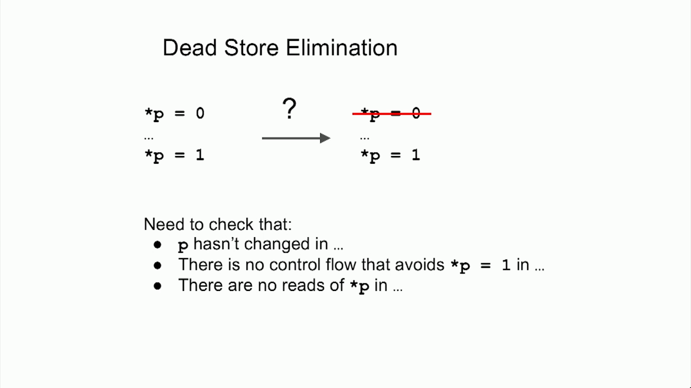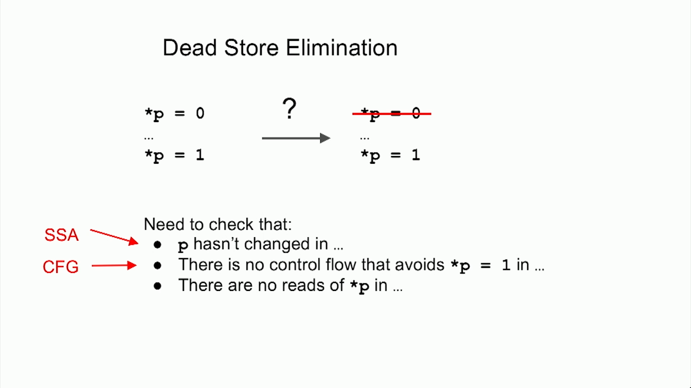Same thing for dead store elimination. If we have a store of 0 to some location, and then later on I store a 1 to that location, can I get rid of the store of 0? Is it necessary? There's a whole bunch of things I need to check to make sure that that's a safe thing to do. I have to check that p hasn't changed in value between those. I didn't reassign p. There's no control flow that jumps out of there before the assignment to 1 happens. And I have to make sure that there's no reads of that location in that code as well.